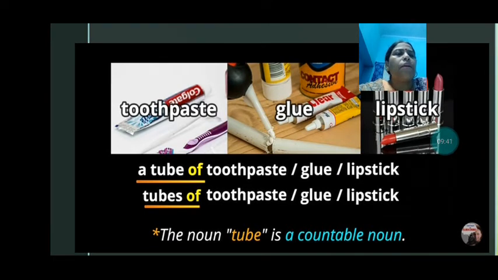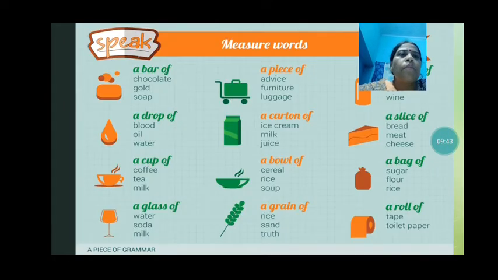So now let's see more. Now see, a bar of chocolate, a bar of gold, a bar of soap, a drop of blood, a drop of oil, a drop of butter. So these are the measuring words. The measuring words have been given in the green color, and here in the orange and then green again. So here we have used a measuring word in the first, a bar of.